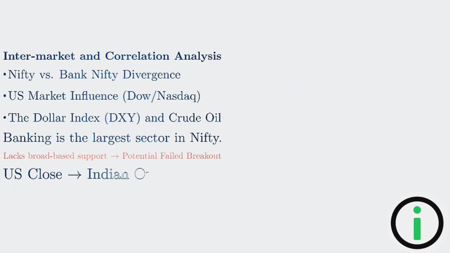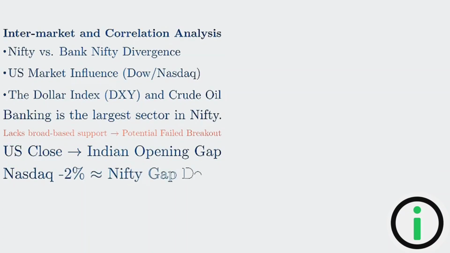We also have to consider the overnight influence of U.S. markets. Because the Indian market opens after the U.S. close, the performance of the Dow Jones and Nasdaq futures often dictates our opening gap. If the Nasdaq is down 2% overnight, Nifty will likely gap down. The real skill is determining if that gap will be filled or if it will lead to a trending day.